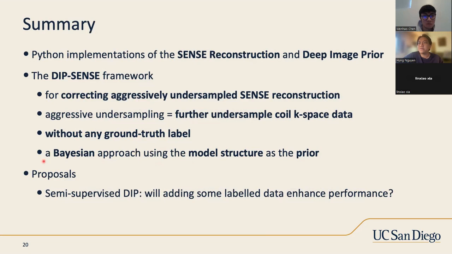So one of the proposals is semi-supervised deep image prior. As seen, we did not use any ground truth label. So the natural question is to ask, will adding some label data enhance performance?